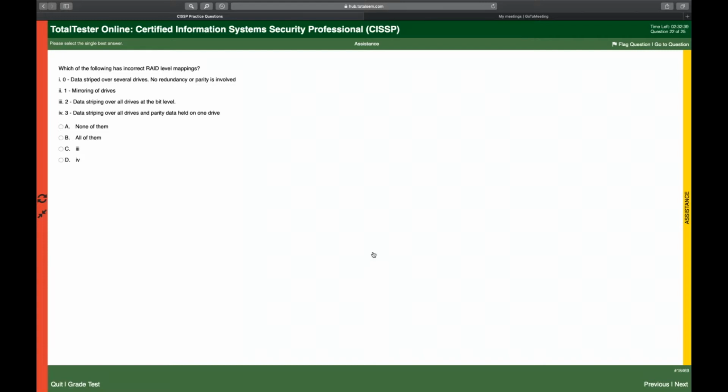Incorrect. Isn't level 3 Delta mirroring? Yeah, I was just guessing. It has to be 2 or 3. I'm thinking it may be none of them. Yeah, I feel like that's what I was going to say, none of them. Alpha. Hold on. Wait. Or because incorrect RAID. All of them are incorrect.